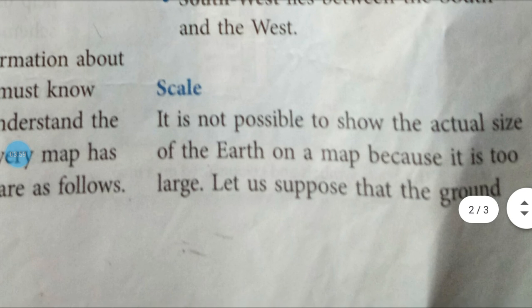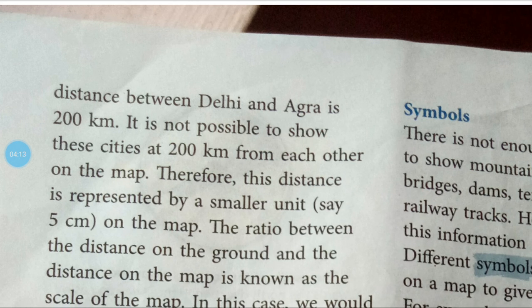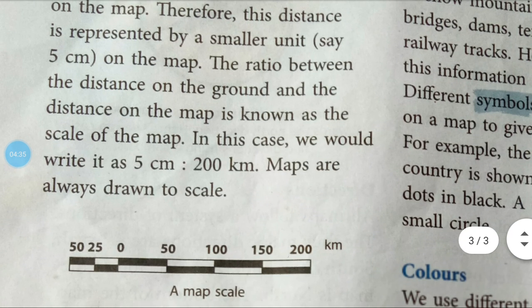Scale. It is not possible to show the actual size of the earth on a map because it is too large. Let us suppose that the ground distance between Delhi and Agra is 200 km. It is not possible to show these cities 200 km from each other on the map. Therefore, this distance is represented by a smaller unit, say 5 cm on the map. The ratio between the distance on the ground and the distance on the map is known as the scale of the map. In this case, we would write it as 5 cm is to 200 km. Maps are always drawn to scale.